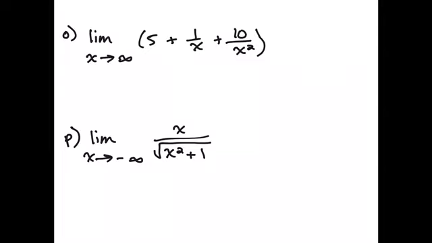All right, so tell me about this one. If I plug in infinity, what do I get? 5 plus 0 plus 0, because both of these are going to 0. Now this next one is trickier than you might think.